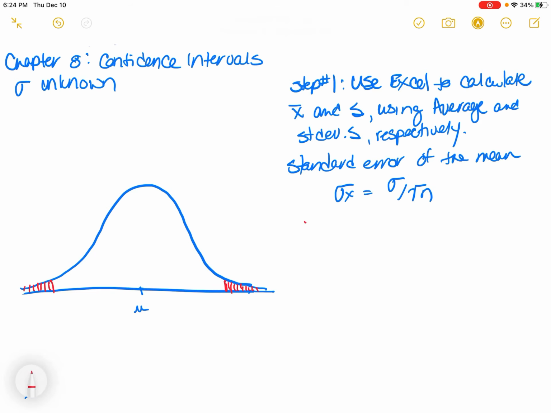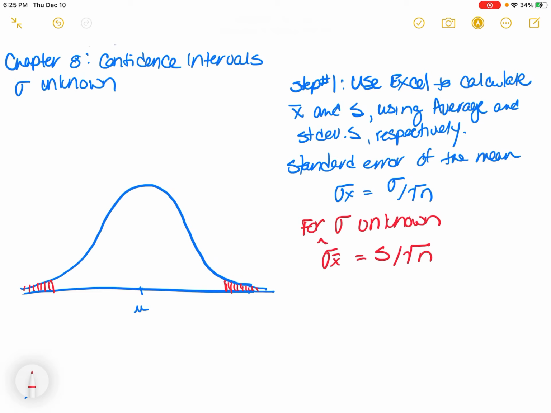So for sigma unknown, we would call this, little hat means it's estimated, right? And so that means we would use S divided by the square root of n because we know our sample size. We would calculate the problem the exact same way as before, right?